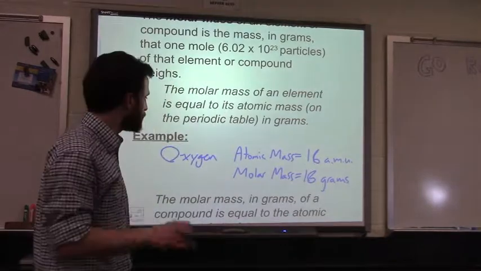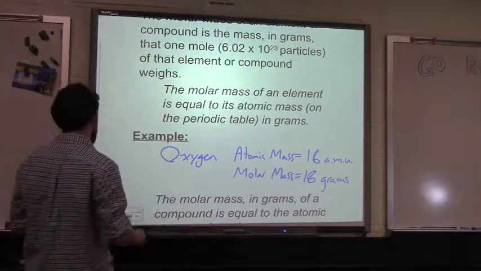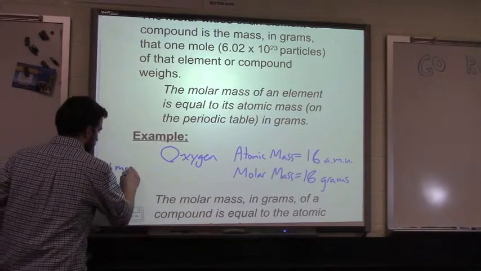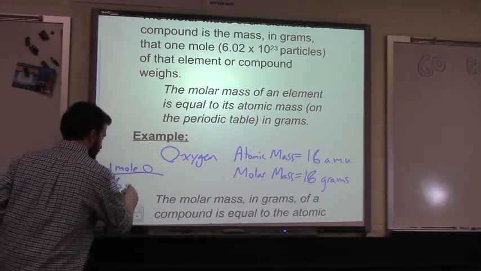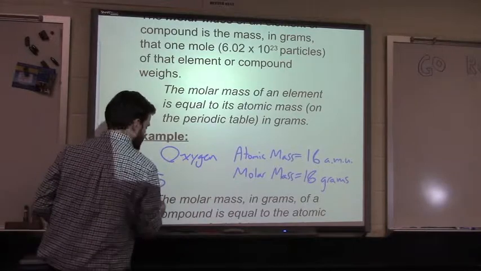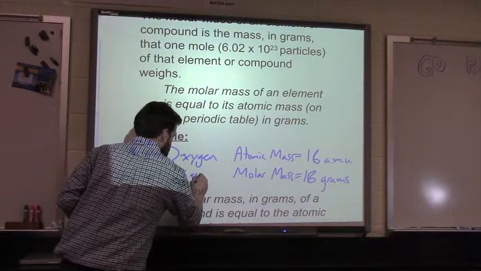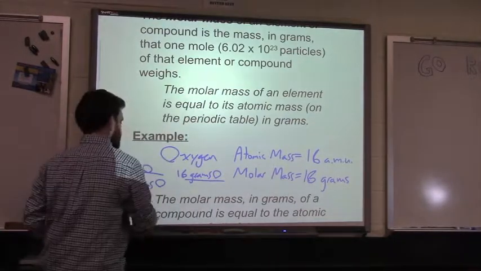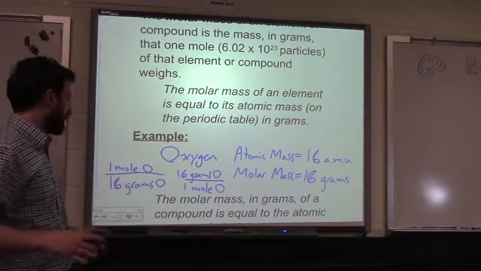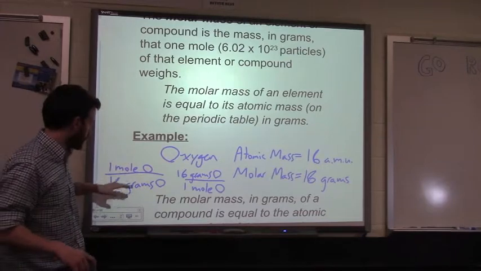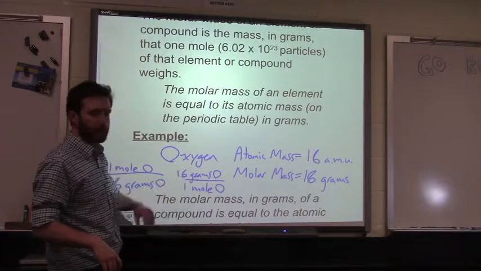In which case I can then use this concept as a conversion factor. I can say that I have 1 mole of oxygen per 16 grams oxygen. Or conversely, I can write the reciprocal. For every 16 grams oxygen, there is 1 mole of oxygen. So again, you'd use this conversion factor to go from grams to moles, and you'd use this conversion factor to go from moles to grams.